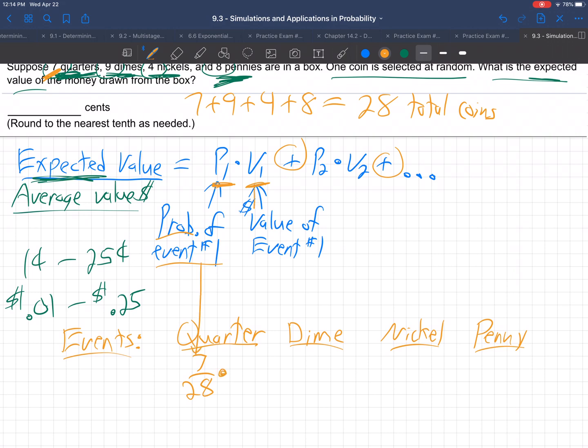times, then you have to multiply by the value. What's the monetary value? 25 cents.